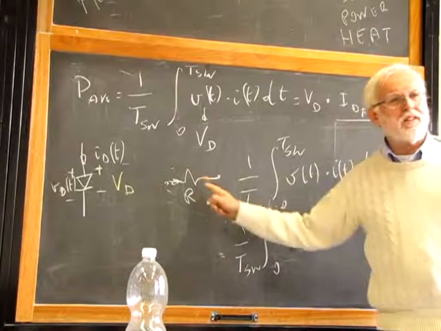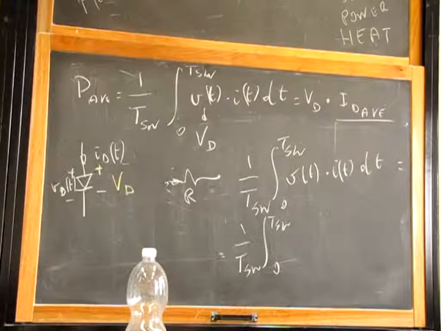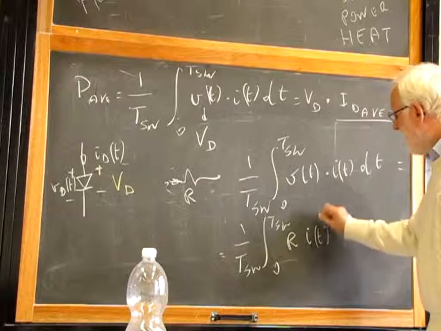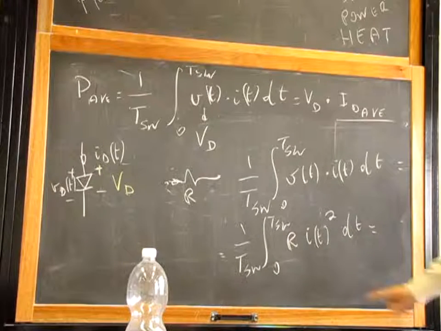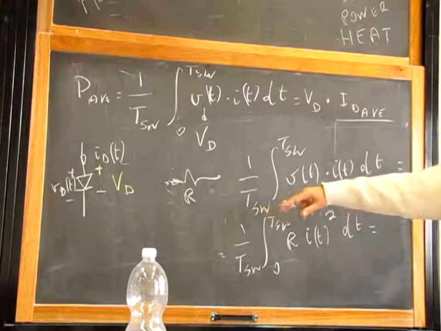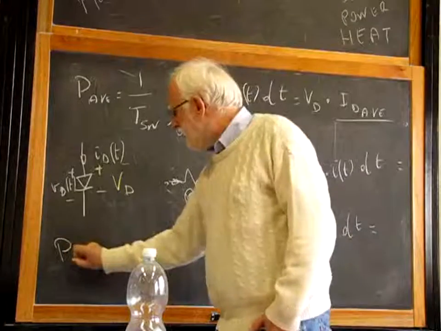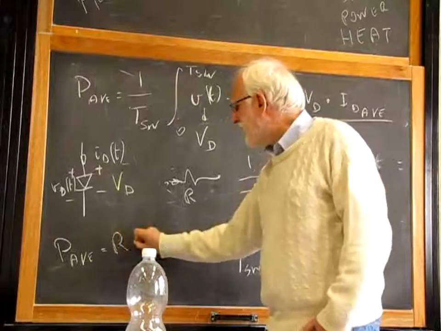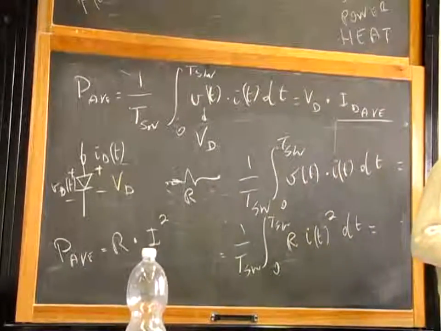How much is the voltage across a resistance? V equals R times I. So we have here R times i(t) squared dt. And the R moves out from the integral as usual, and we get the average power. The average power for a resistor equals R times, I want to write here I squared, because R I squared is what I need to get the power.